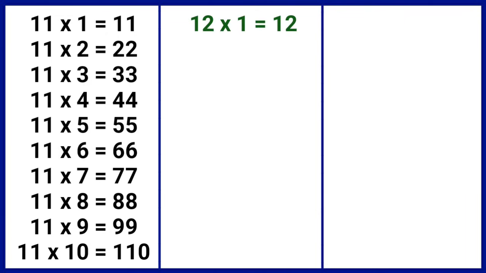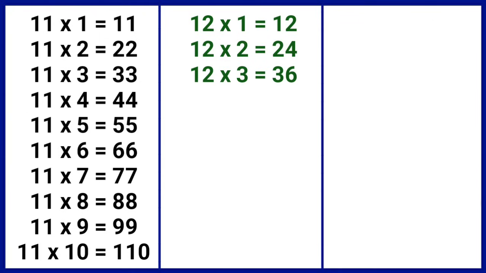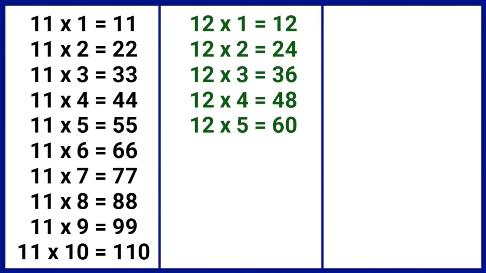12 ones are 12. 12 twos are 24. 12 threes are 36. 12 fours are 48. 12 fives are 60. 12 sixes are 72.